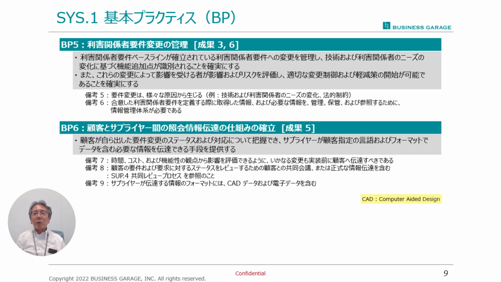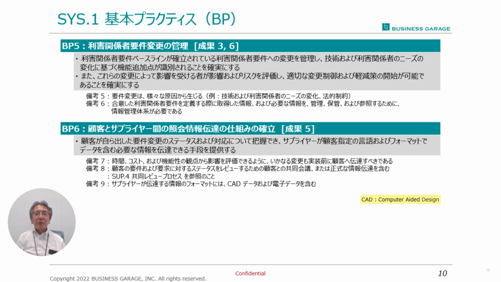Even after setting the requirements baseline, requirements changes may arise for various reasons and need to be managed. When a request for requirements changes arise, we analyze the impact of the changes and assess its feasibility for implementation. If it is determined feasible to proceed with the change, we update the contents of the requirements baseline accordingly. BP6 is to establish system for mutual information verification between clients and suppliers.